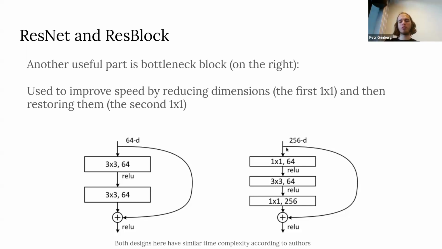Imagine you have 256 channels in your image. If you apply convolution directly with 256 input channels, it will be expensive. So what they suggest is you reduce the number of channels using a 1-by-1 convolution here. Then you apply the actual filter size which you wanted, like 3-by-3, in this reduced dimension. And then you apply another 1-by-1 convolution to increase the channels back to the number of channels that you wanted in the first place.